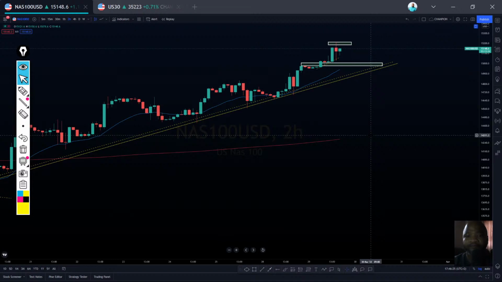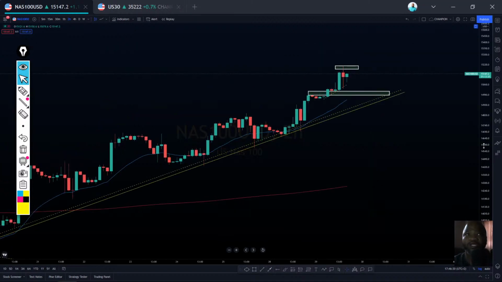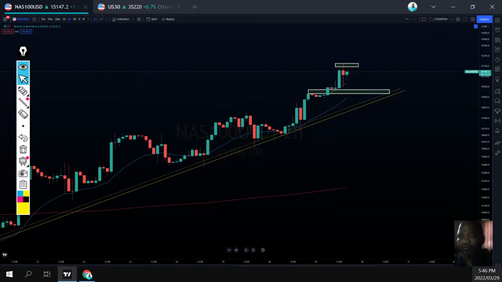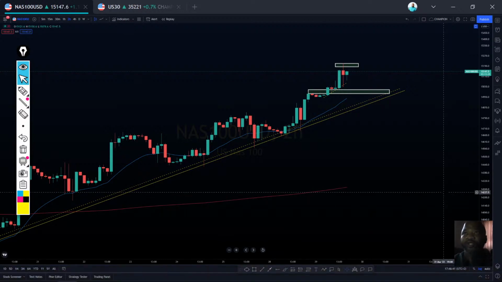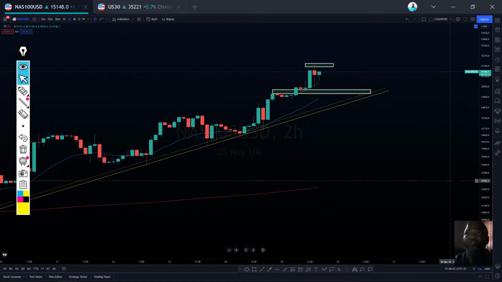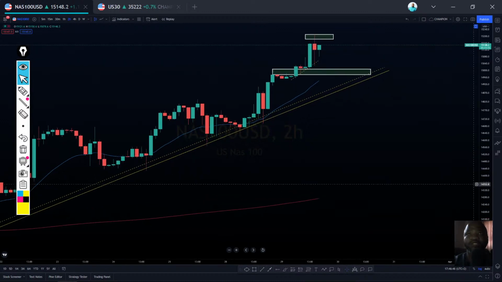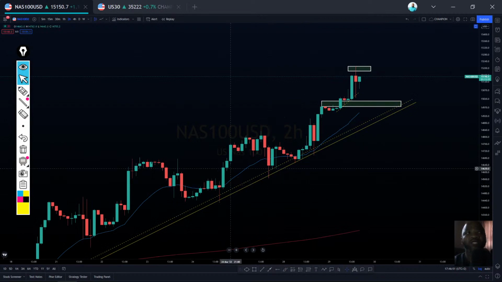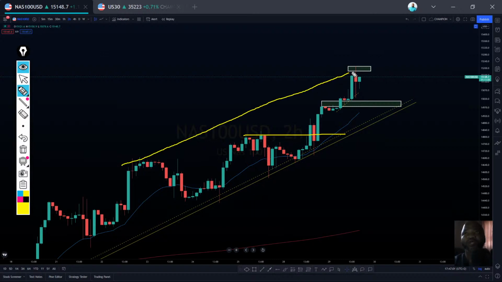You can see even today, since the New York opening session, our price has been very bullish. Our price has been very bullish since then. This is something that we can say. This is how the price moves when the price is in a channel or trend like this.